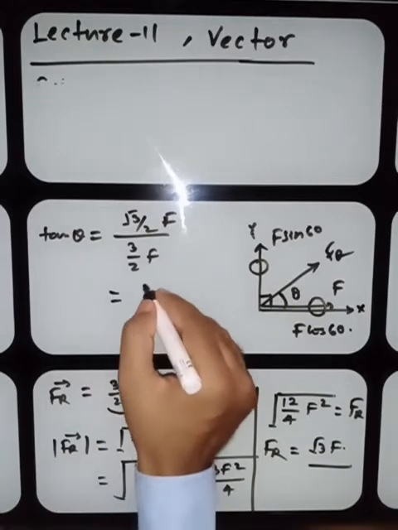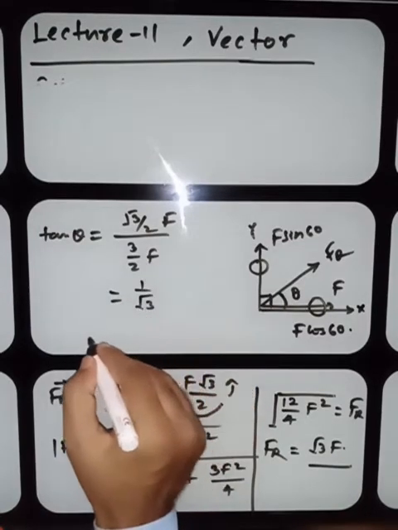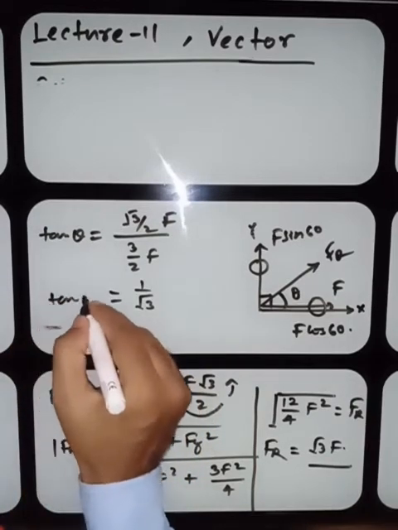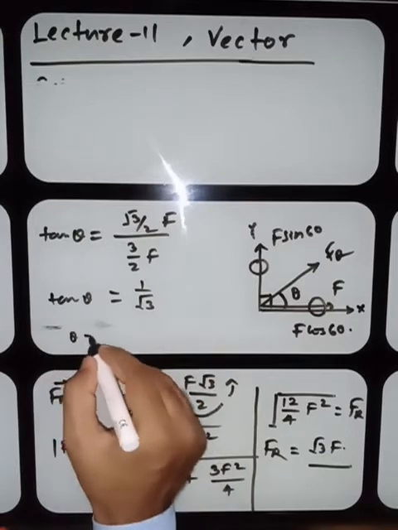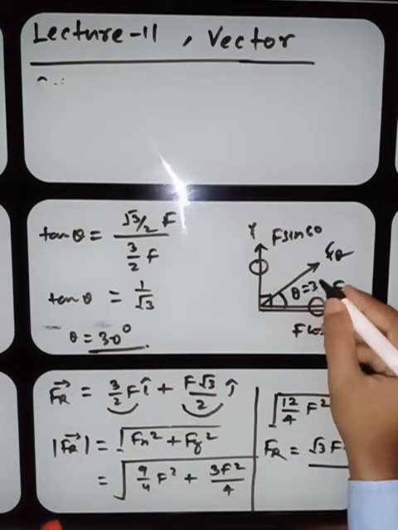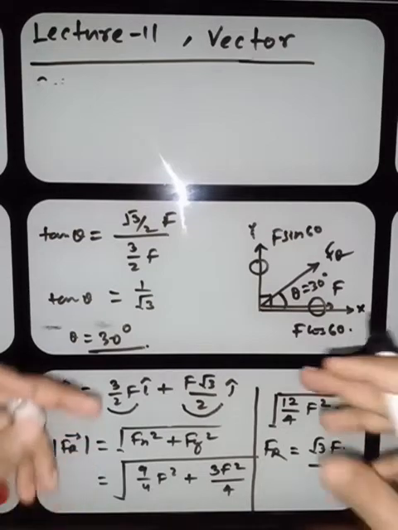So finally we have the root 3 by 3, and it is 1 by root 3. So tan theta is 1 by root 3. It means theta is how much? It is 30 degree. So the resultant is inclined at 30 degree. In this way, you study how to find the resultant.